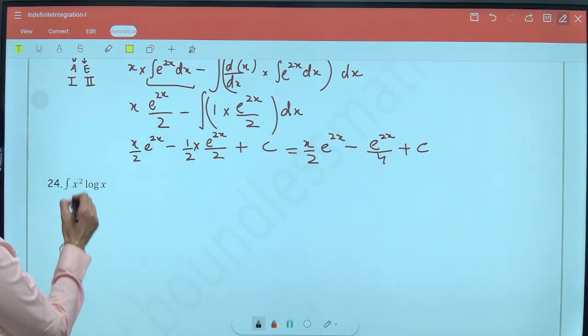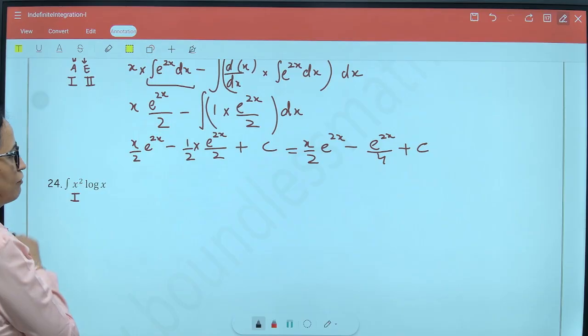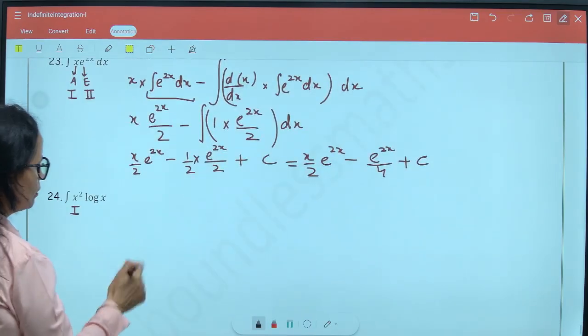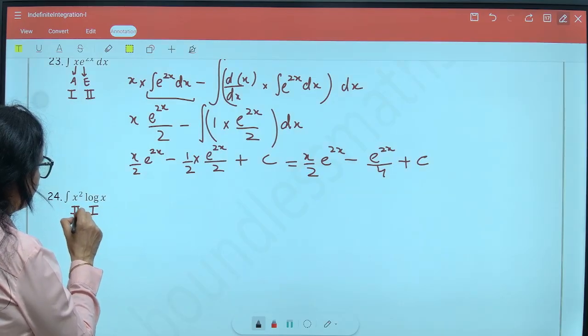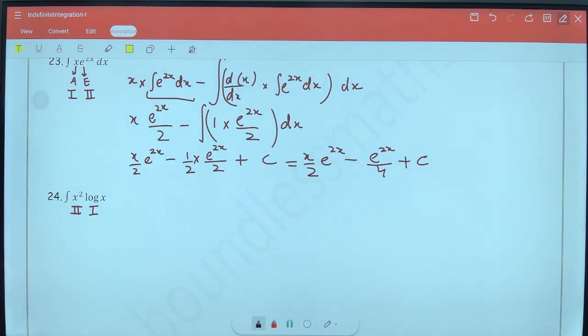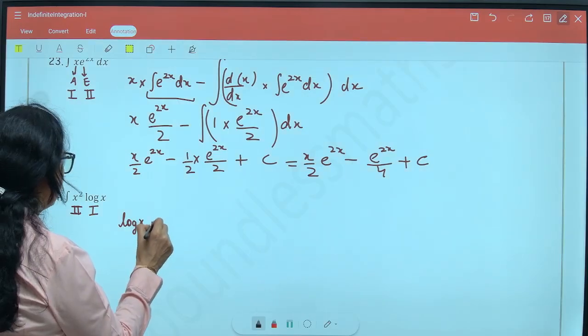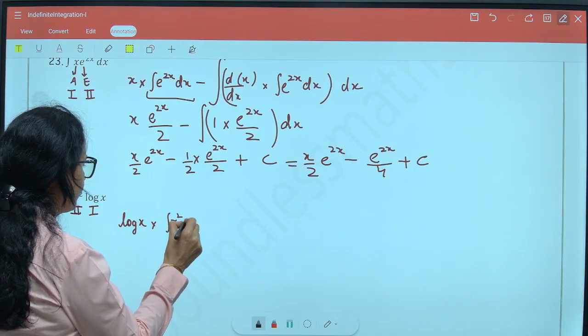So let's see how to solve it. The first function is the algebraic function x square and the first function is the logarithmic function, ILATE. So the first function is log x and the second function is x square. Right? So the rule is first function into integral of second function.